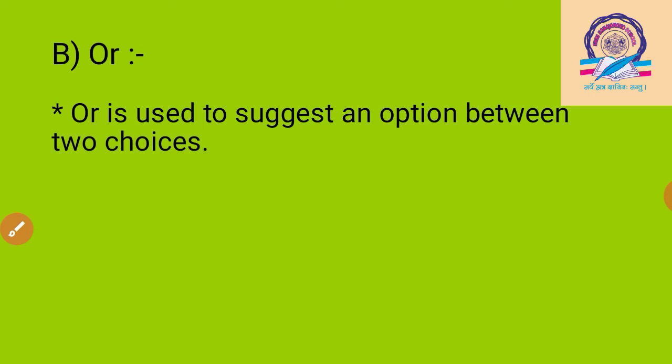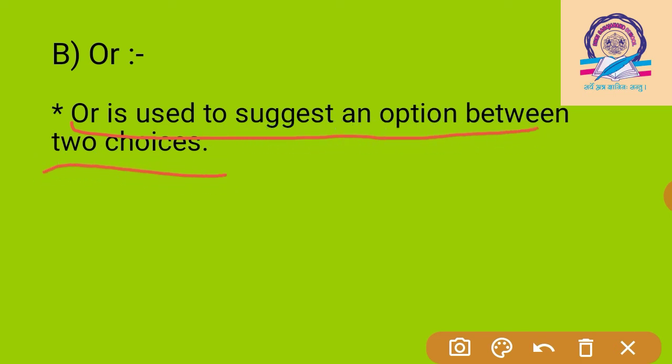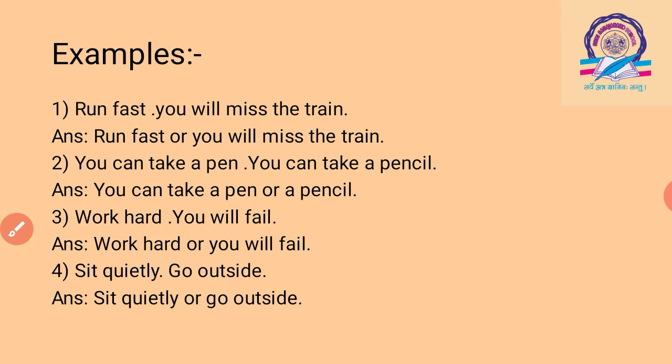Then the second example, or. So or is used to suggest an option between two choices. Or conjunction gives options to us. Like when the option is there, it means when the choice is there, we can purchase, we can buy, we can do things when we have the choice here.